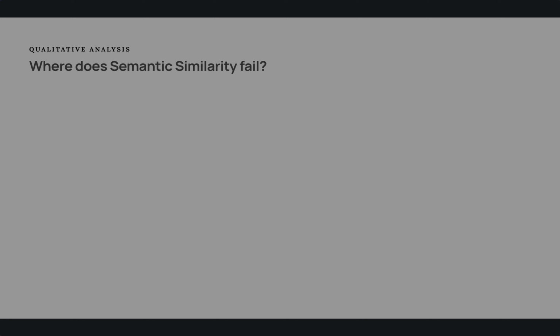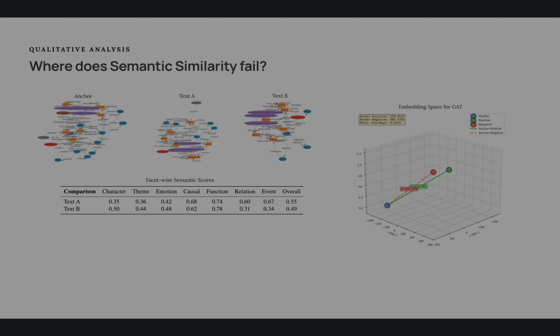Now let's examine where our semantic similarity is lacking compared to our GAT pipeline. The semantic model misjudges text B as close to the anchor due to its dimension-wise aggregation, which overweights local overlaps and fails to penalize deeper inconsistencies. The GAT encoder correctly selects text A with a confidence of 0.178. The anchor-positive distance is smaller than the anchor-negative distance, indicating that the GAT captures global narrative coherence rather than isolated matches. Its attention mechanism focuses on structurally crucial nodes, downweighting diffuse elements, resulting in a more reliable comparison.